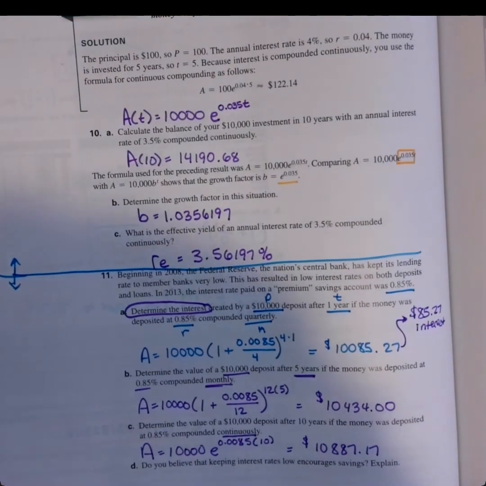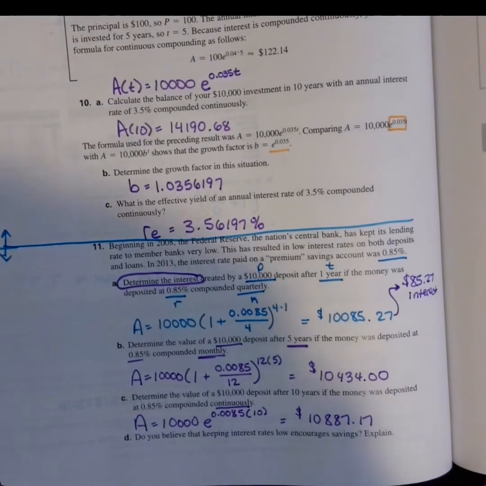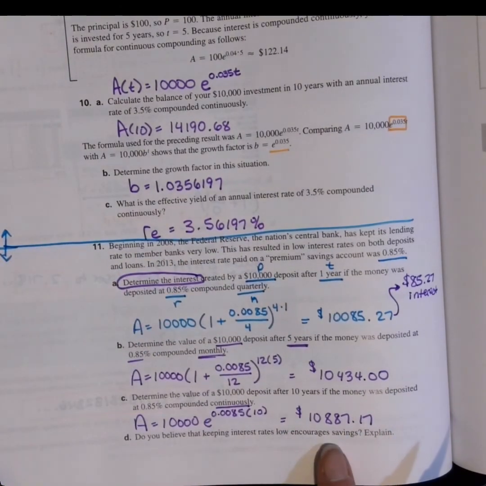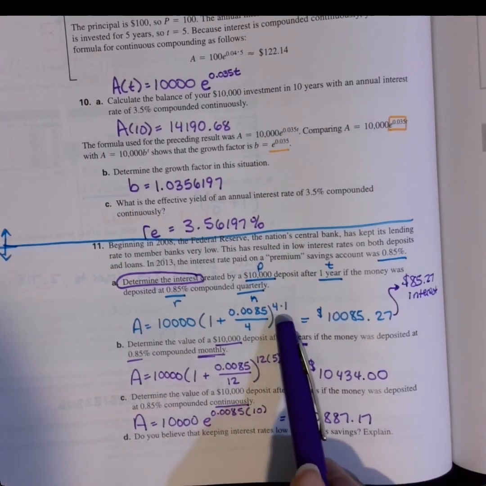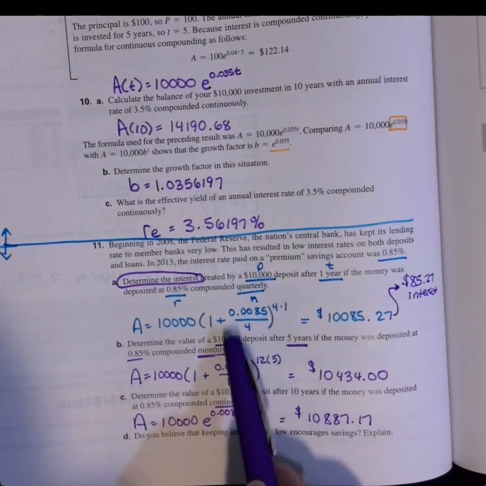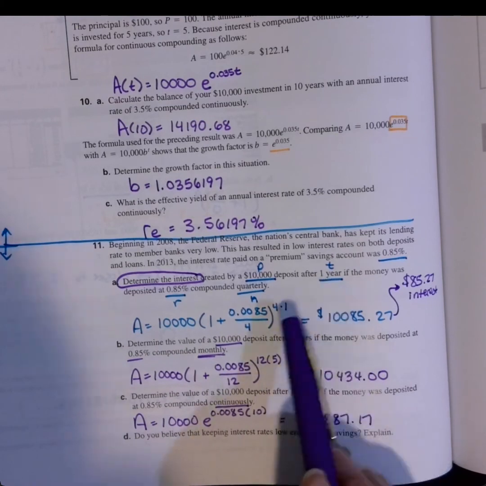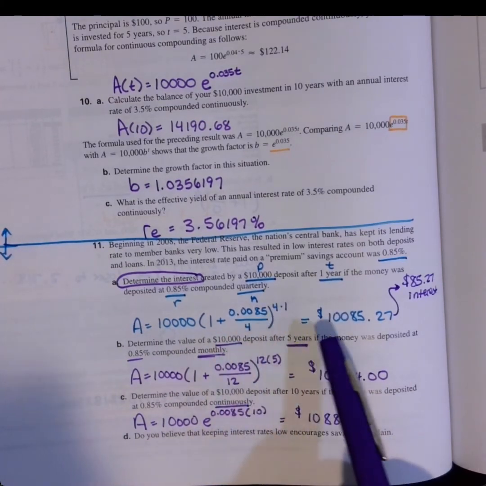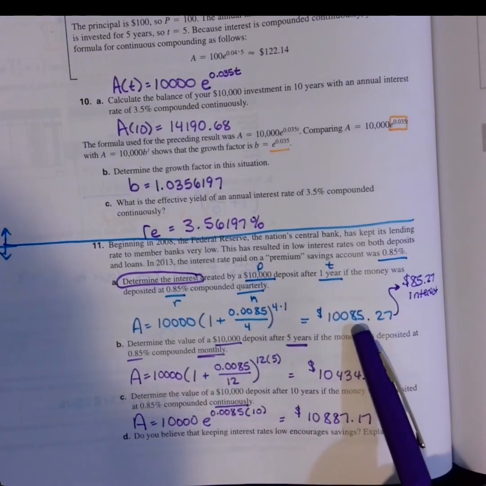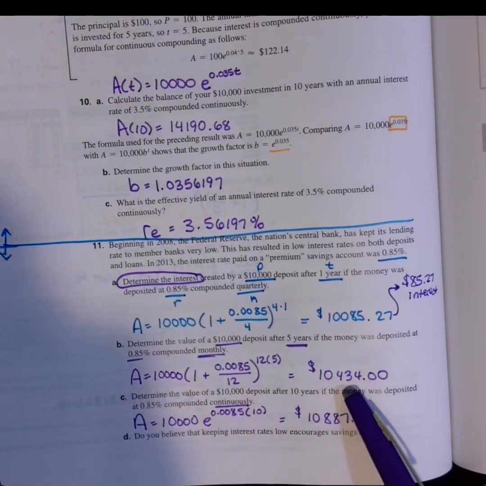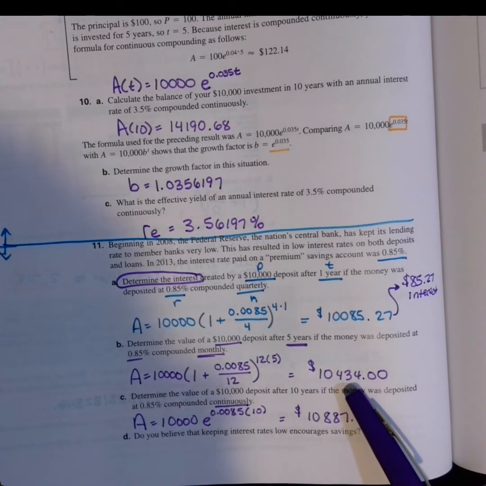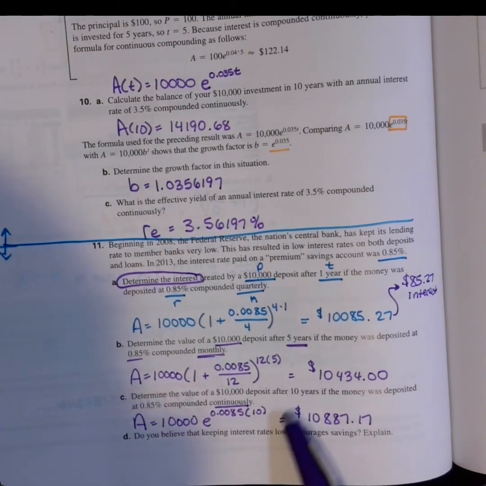Part T asks us, do we believe that keeping interest rate low encourages savings? Each of these is very different because they have a different quarterly compounding rate and a different number of years of savings. So after 1 year, I only saved $85 in the account. After 5 years, with even more compounding, I saved $400, but that's 5 years and $400. That's not much. 10 years, $800.